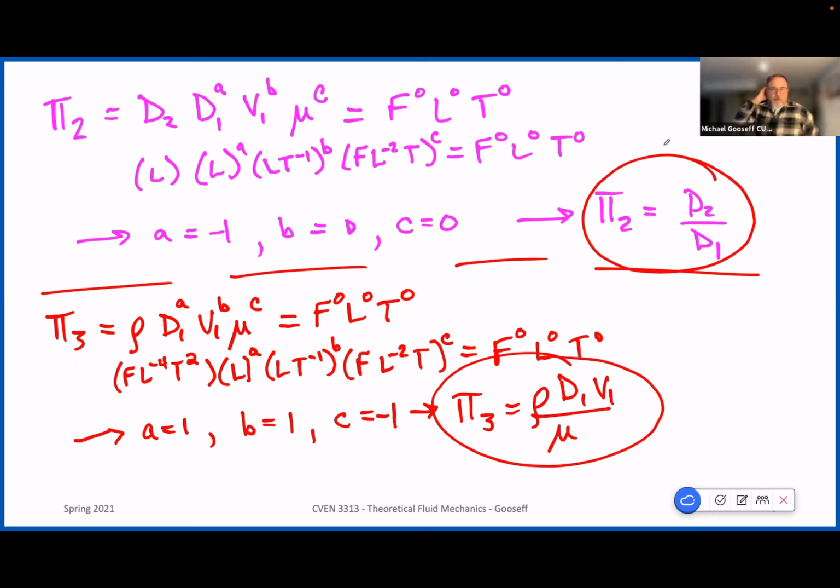And now what I'm going to do on the next slide is just put all of these together in one, going back to that master equation. Pi 1 is equal to phi of pi 2, comma pi 3. Let's just put those together in one equation and see what it looks like.